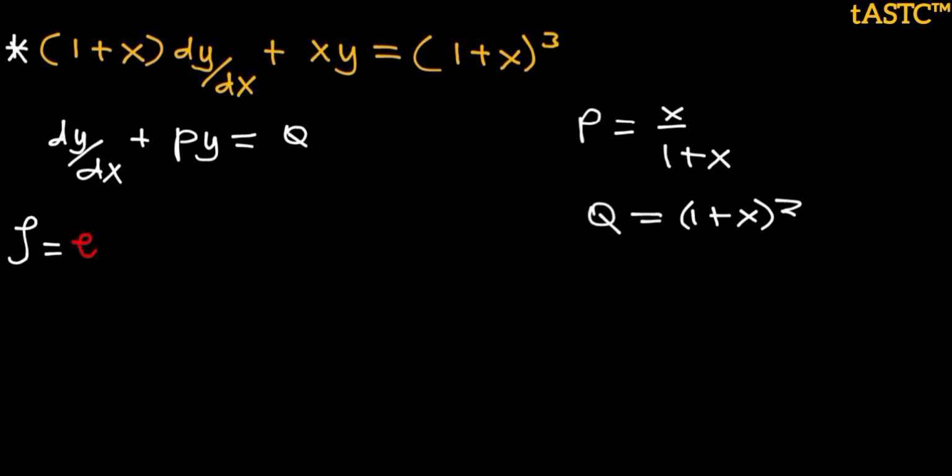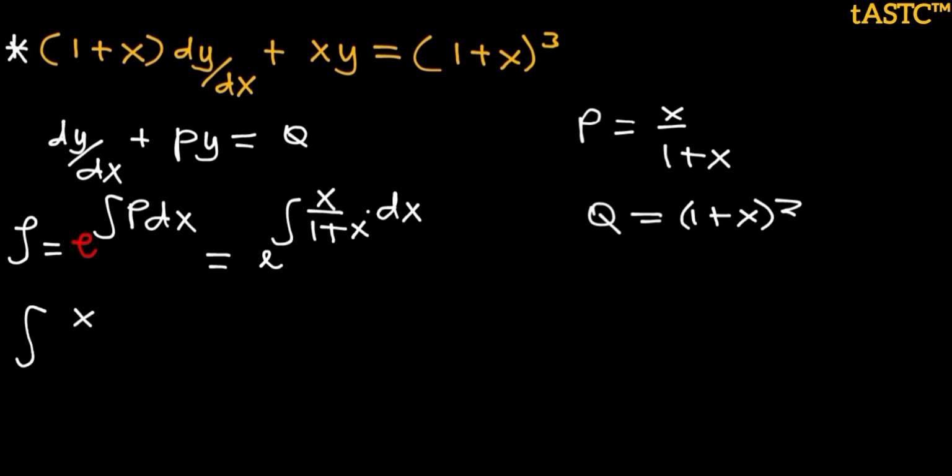That is equal to e raised to the power of integral p dx. Now we know what p is. So p in this case, that is x divided by 1 plus x, and that is multiplied by dx. So in this case, we need to integrate this. So let us work that out. Integral x divided by 1 plus x dx. What is going to be the integral of this expression?